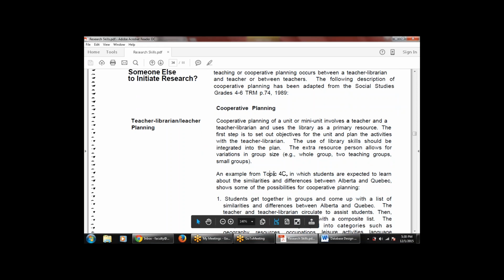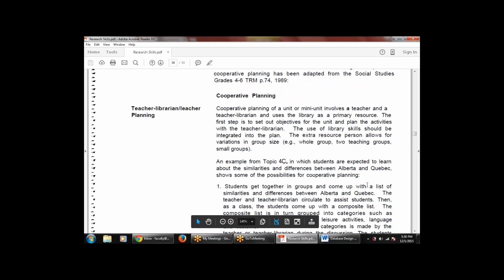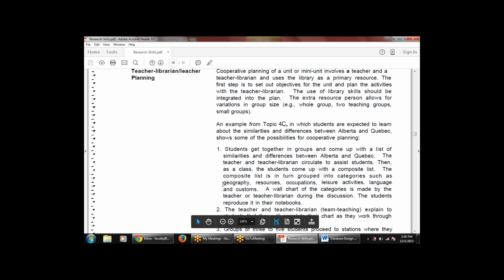An example from topic 4C, in which the students are expected to learn about the similarities and differences between algebra and cubic, shows some of the possibilities for cooperative planning. That is, what are the various possibilities used with cooperative planning? And students also get together in groups.